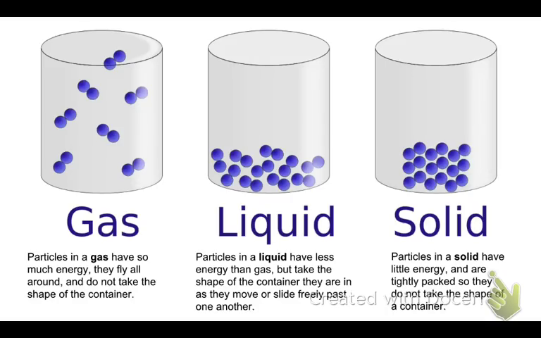Before I get into the reading, I want you to understand these three pictures. We can separate things into either gases, liquids, or solids. And they're all made out of particles. The particles in a gas have so much energy. They're kinetic energy, and they're just vibrating back and forth, and they fly all around, and they do not take the shape of a container.